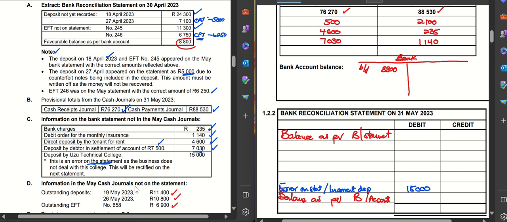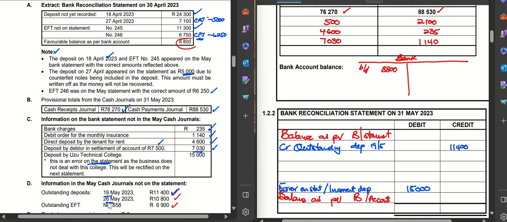Let's come to information on the May cash journals. We have an outstanding deposit of 11,400 over there. So I'm going to come here and I'll say, remember we credit all our outstanding deposits. And this deposit, the first one, is on the 19th of May. So I'm going to call it 1905. And then the amount is 11,400.